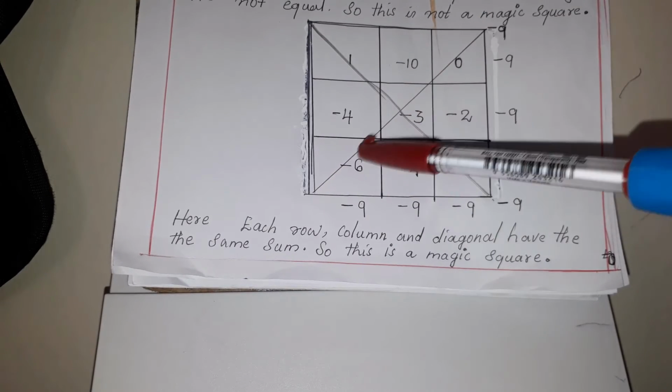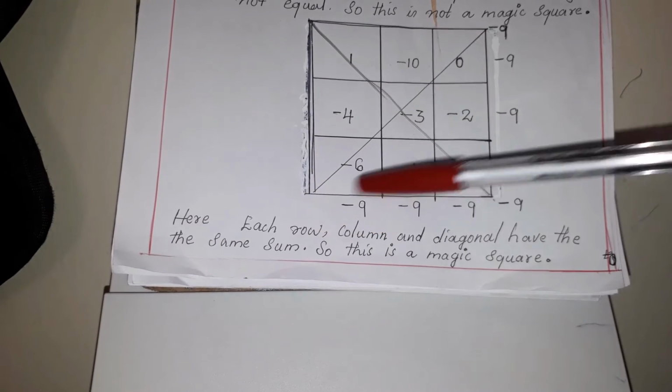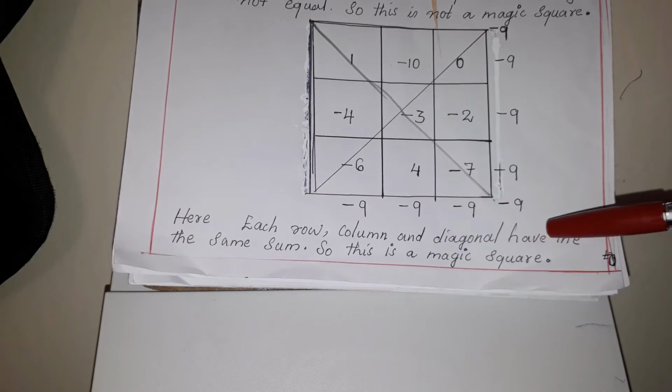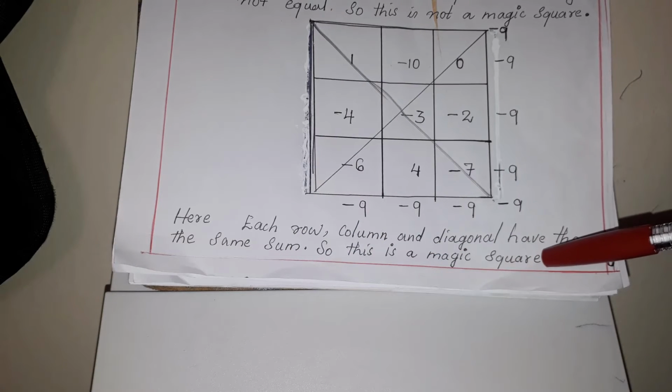Okay. So from this what did you understand? Here each row, column and diagonal have the same sum. So this is a magic square. Okay.